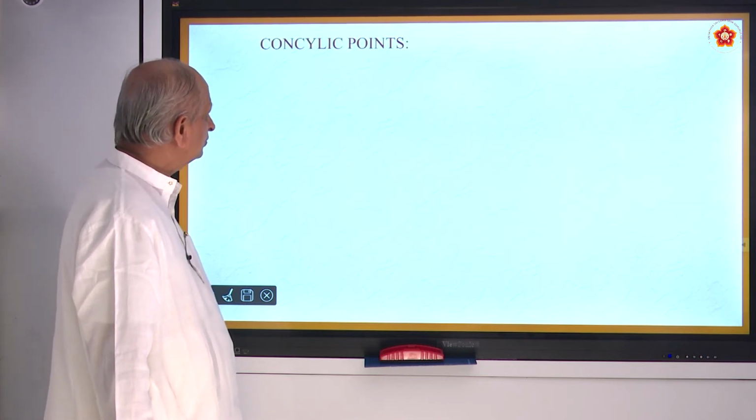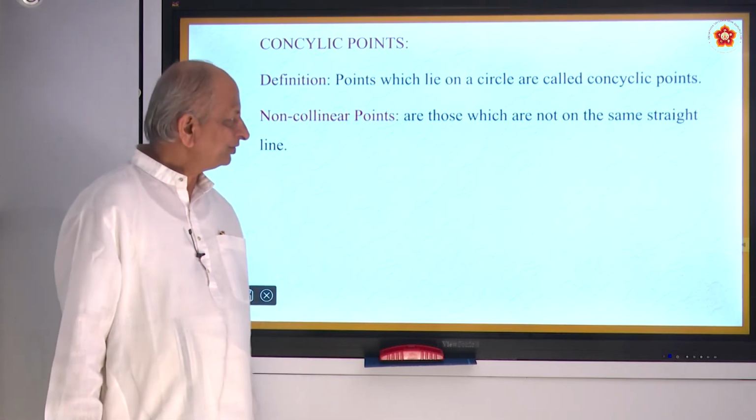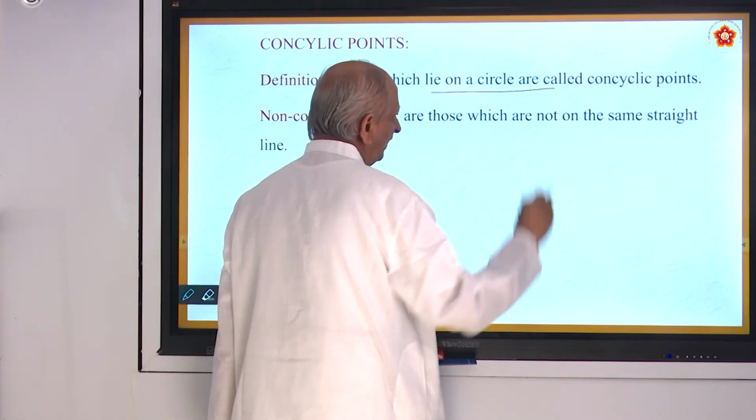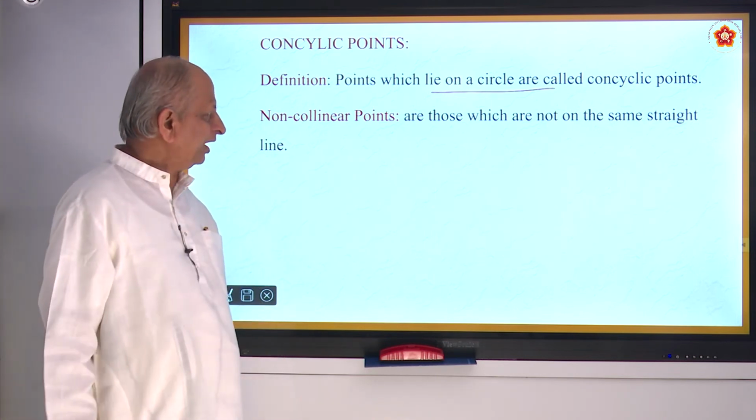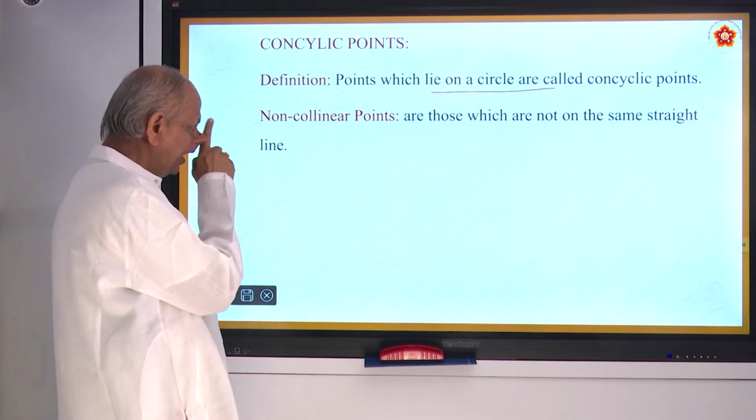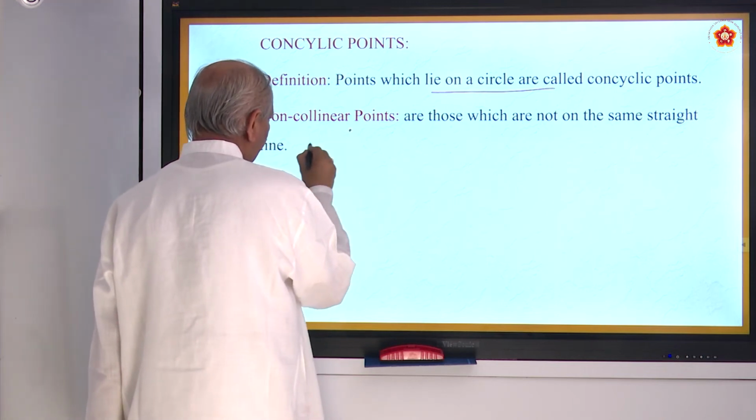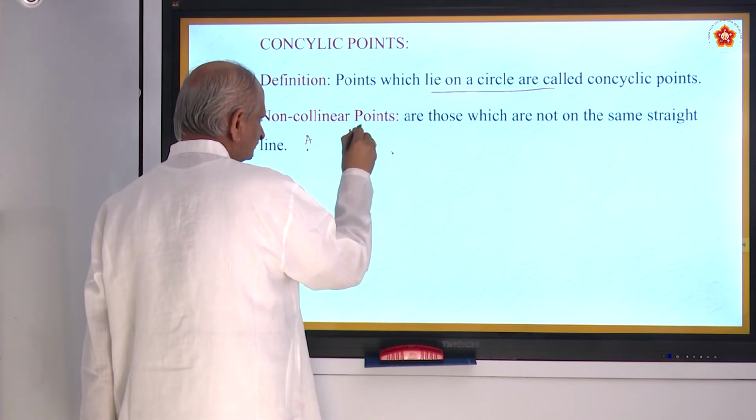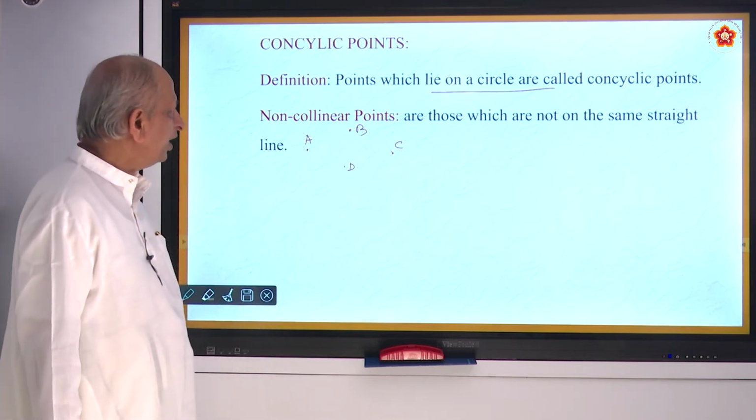We will pass on to what is meant by concyclic points. So what are concyclic points? The points which lie on the same circle are called concyclic points. What do you mean by non-collinear points? Non-collinear means which are not in the same straight line. See, if the points are like this, A, B, C, D, different points, not on the same line, we call them non-collinear points.